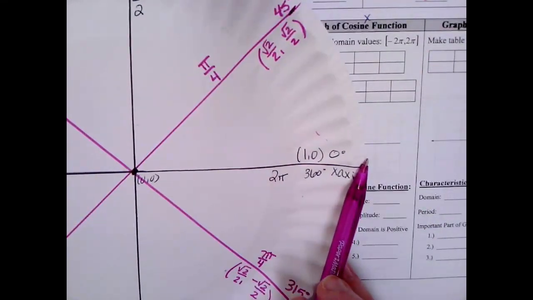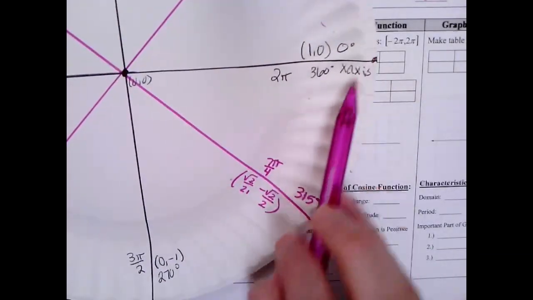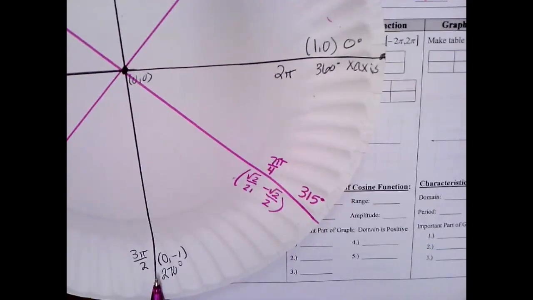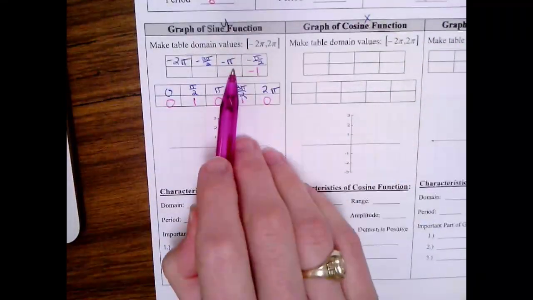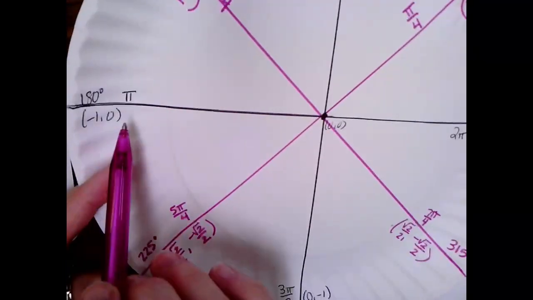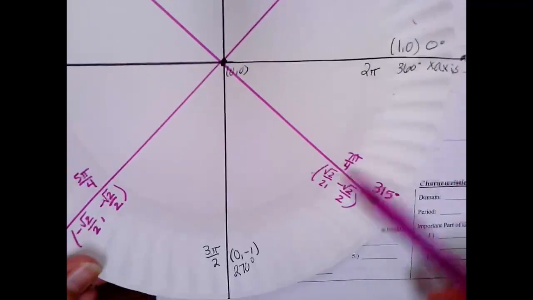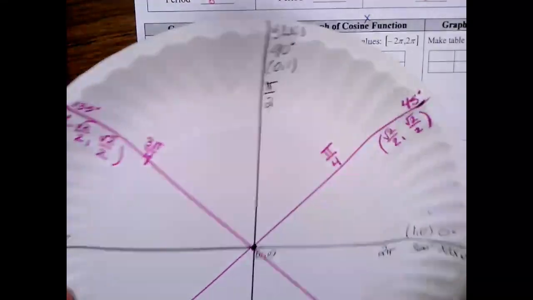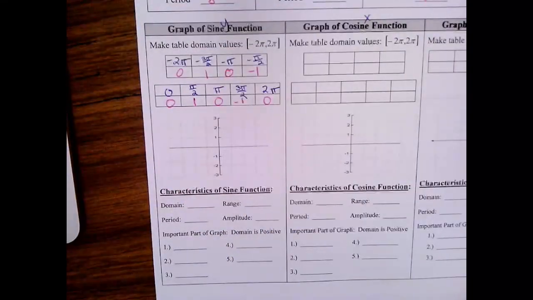Now, negative pi over 2. Starting at 0, if I want to go negative half pi, I'd be coming down this way, because remember, we go clockwise to go negative. So if I go down to negative pi over 2, I'm at negative 1 here. Negative pi would put me back at pi, so we're still at 0. Negative 3 pi over 2 would give me 1. And then negative 2 pi takes me back to the beginning at 0.